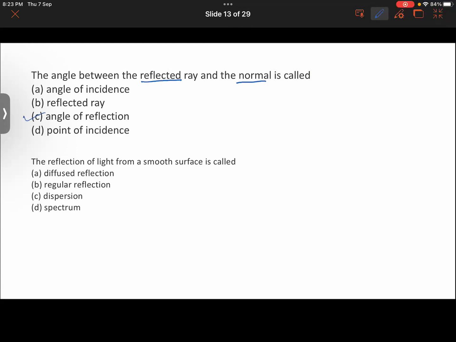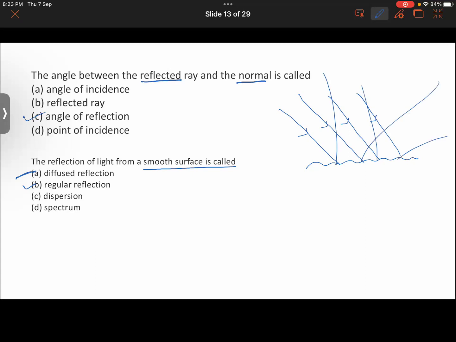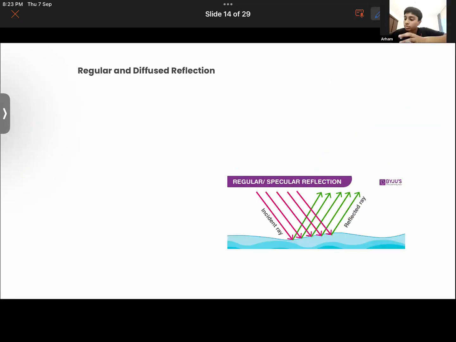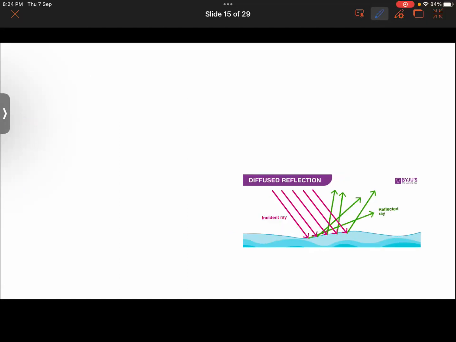Okay, Ahmed, you tell me, the reflection of light from a smooth surface is called as what? Is it diffuse, regular, dispersion, or spectrum? Regular reflection. Very good. What if you have a rough surface like this? Then the reflection will be diffuse reflection. Good. The incident rays will be parallel, but the reflected rays will be in different directions. As you can see in this picture, this is how the diffuse reflection looks. All right.